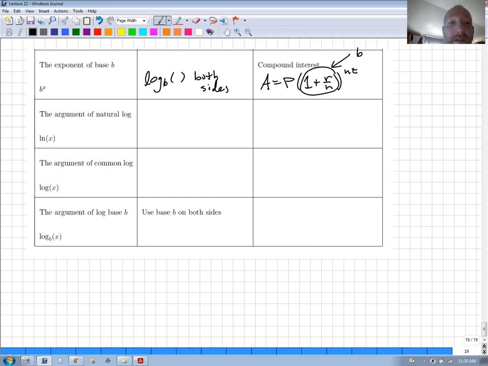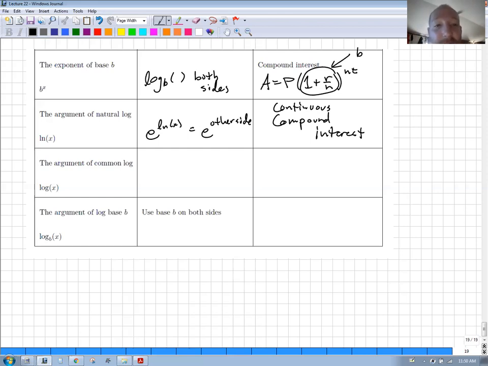The argument of natural log: you do e to the natural log of x, e to the other side of the equation. You see that in compound interest a lot. Continuous compound interest.